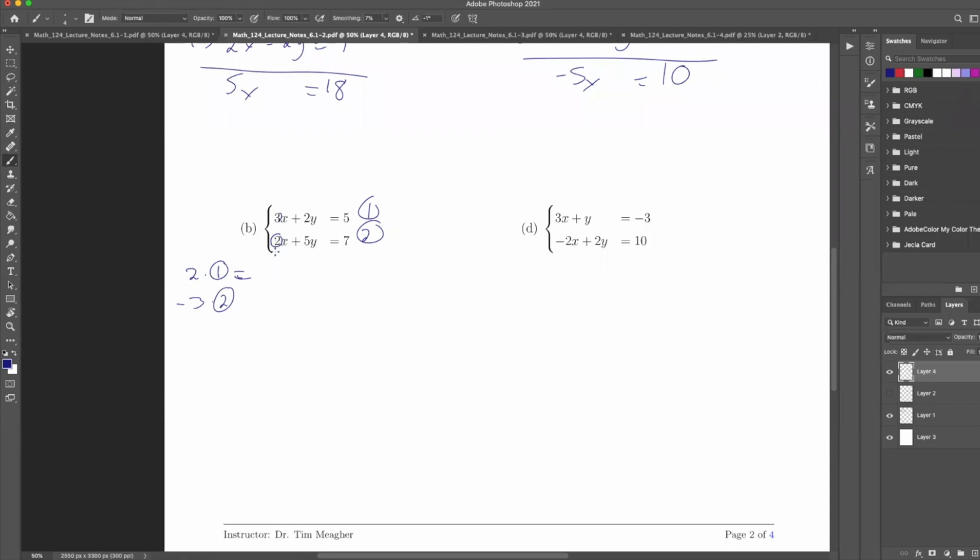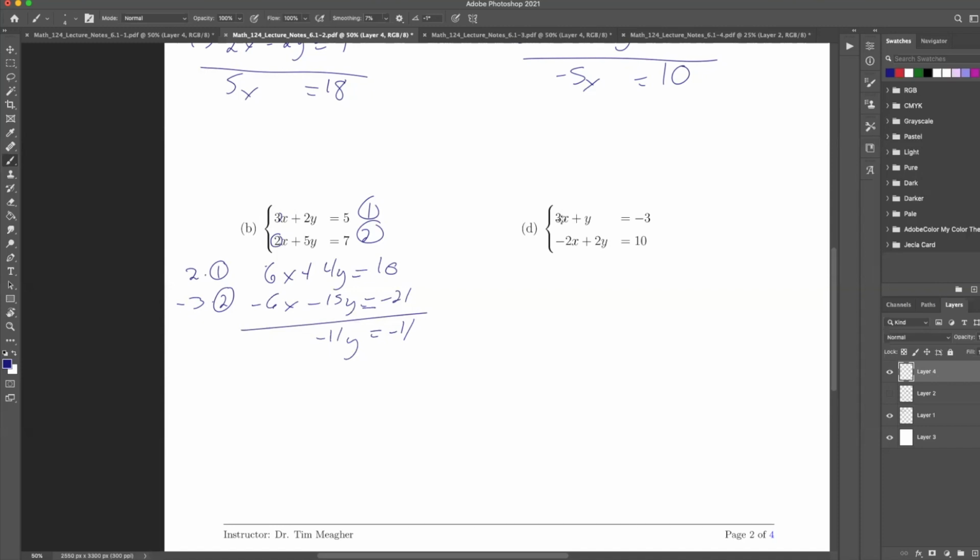2 times this equation will give me 6x plus 4y equals 10. And then negative 3 times this equation will give me minus 6x minus 15y equals minus 21. And when I add these two up, the x's cancel, right? And so we just want one variable to cancel. And so here we get no x's, minus 11y, and then minus 11. Okay.